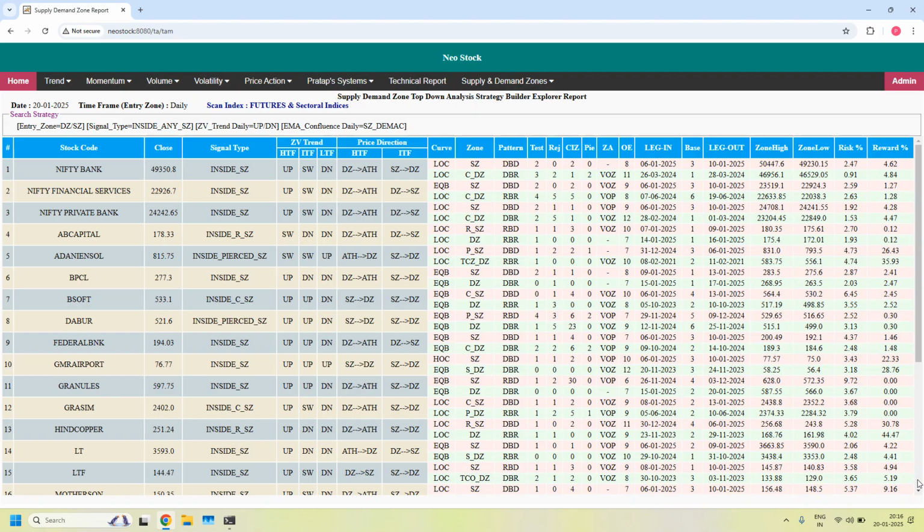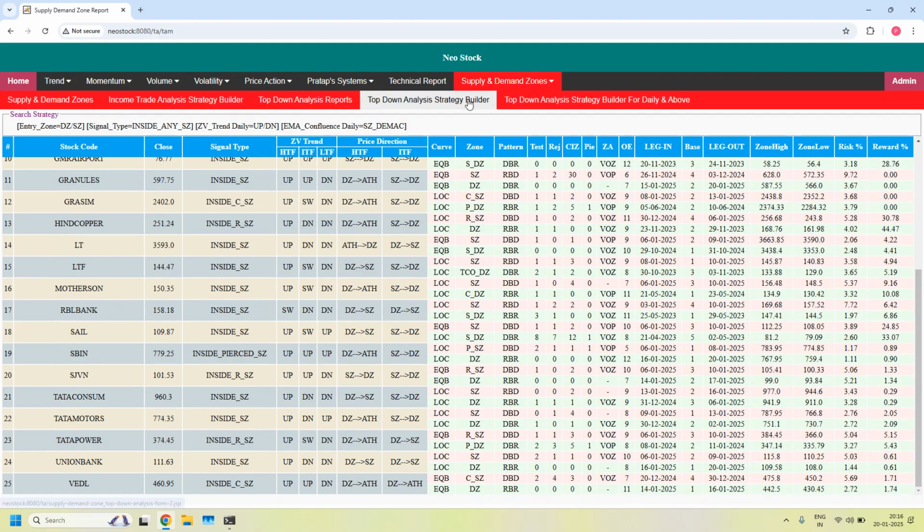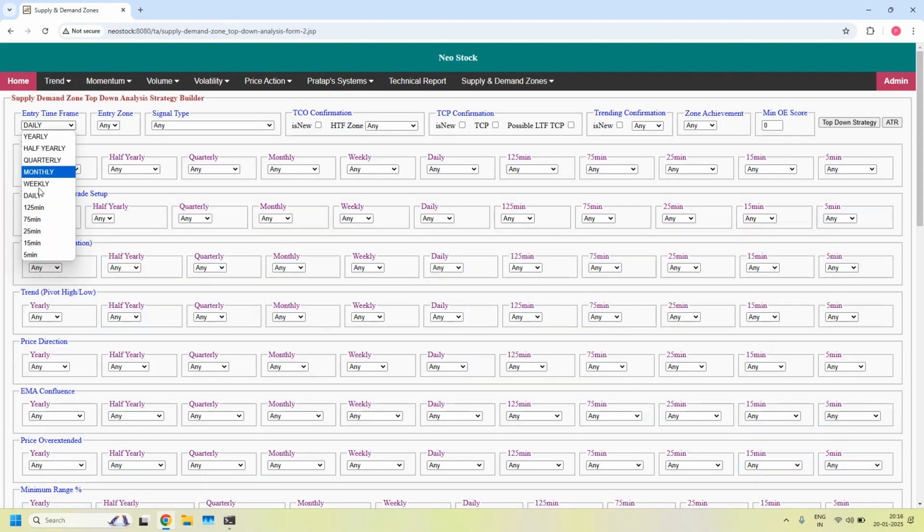So first 15 stocks in the list. I am scrolling the list down. So total 25 stocks are filtered. So this is about the daily time frame. The next time frame is 125 minutes.